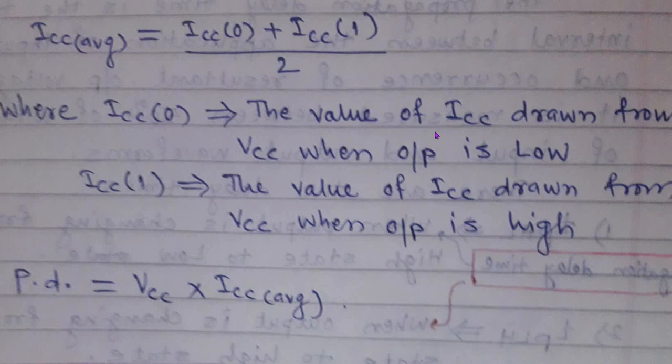Next parameter is power dissipation. Power dissipation is the product of VCC and ICC. That means it is the product of supply voltage and current drawn from that supply. ICC, the current drawn from the supply, is of two types. We take ICC as the average of ICC0 and ICC1. ICC0 is the value of current drawn from the VCC supply when output is low. ICC1 is the value of ICC drawn from the supply VCC when output is high. The average of this is taken, and then power dissipation is the product of supply voltage and ICC average.